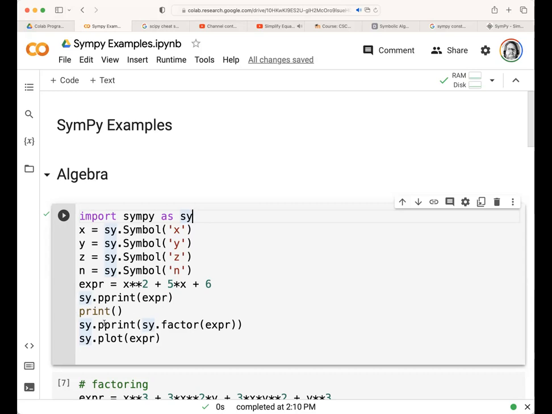Then I'm putting in a line, and then I'm going to go ahead and factor this expression. If it can't factor it, it just returns the whole thing. So it doesn't give an error. If it doesn't give you an answer, it means it couldn't do it.